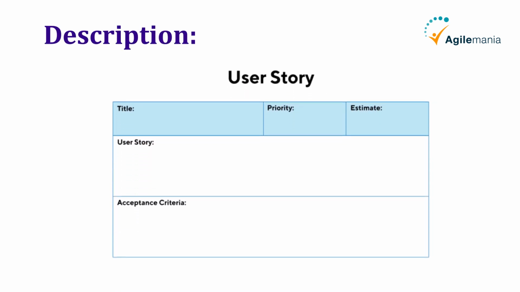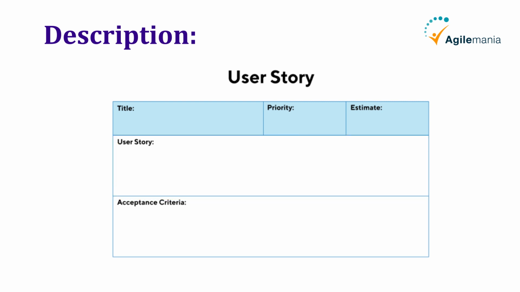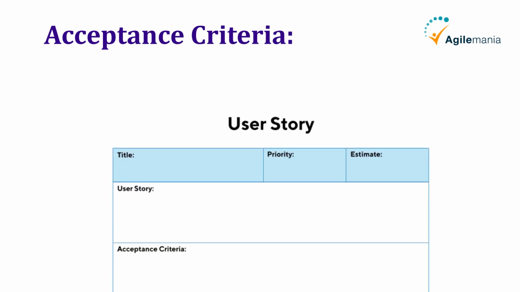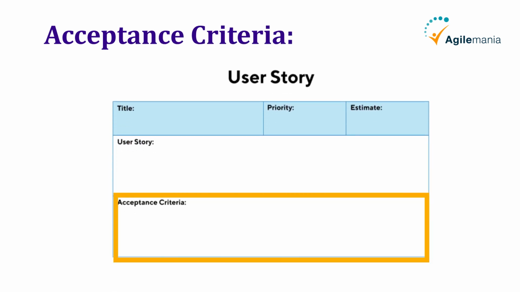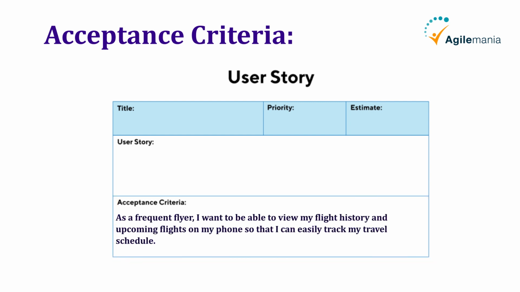3. Description. The description is the user story described in the standard user story format, i.e. as a user persona, I want to perform this action so that I can accomplish this goal. 4. Acceptance criteria. Acceptance criteria is a set of predetermined requirements that must be fulfilled before the user story can be marked complete. If the requirement is mentioned in the acceptance criteria, it should be built.